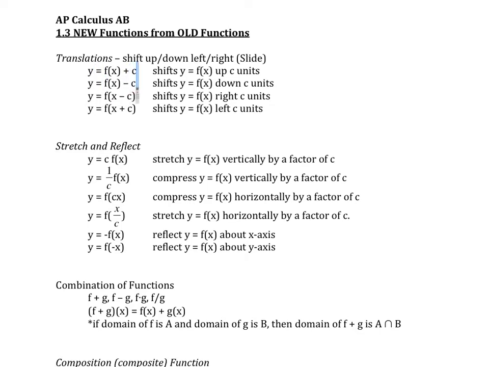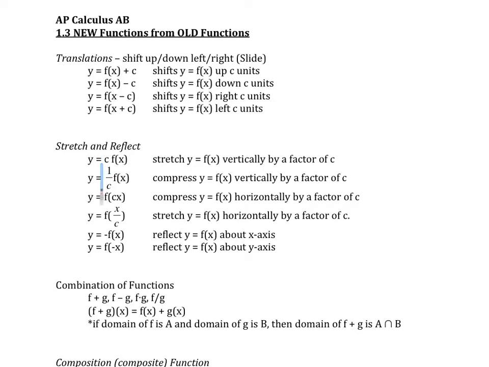For translations, basically, we're shifting it up, down, left, or right. If we have a function, f of x, and we add something to it, it's going to shift it up. If we subtract, it's going to shift it down. Now, if we do something to the inside of the parentheses with the x, then it shifts it left and right. And it's opposite of what you think. So if it's a minus, it's going to shift it to the right. If it's a plus, it's going to shift it to the left.